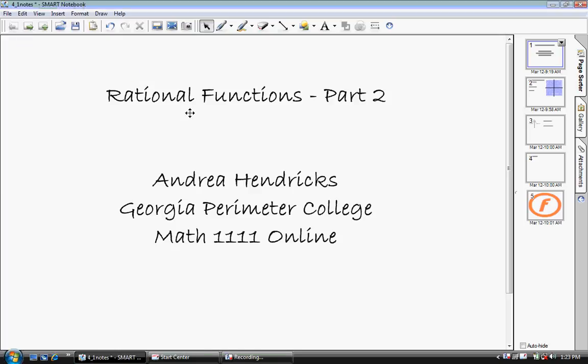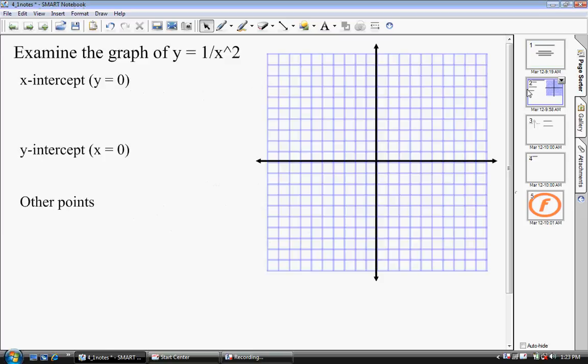Hi, this is Andrea Hendricks, and I want to talk to you about the second part of rational functions, that is, the function of the form 1 over x squared. So let's begin by examining the key components of this graph and see if we can get a basic shape.